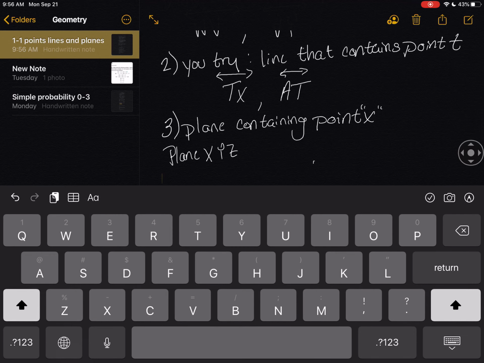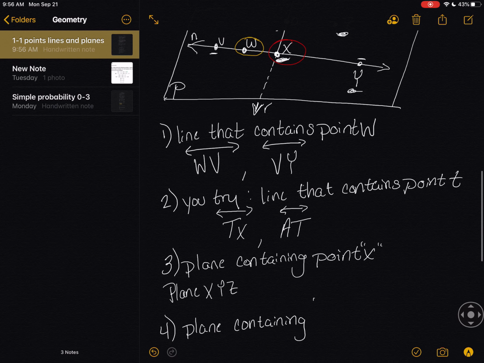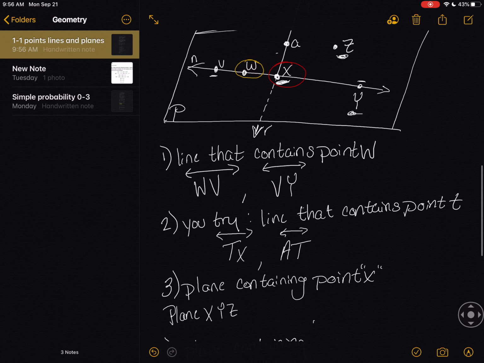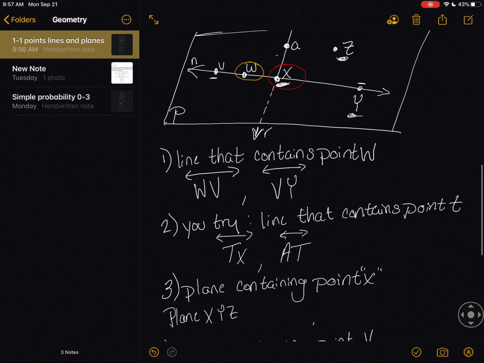So I'm going to give you a chance to also try. So let's do one more. Plane containing, let's use point V. So go ahead, give that a try.